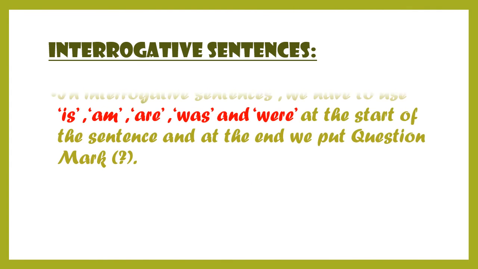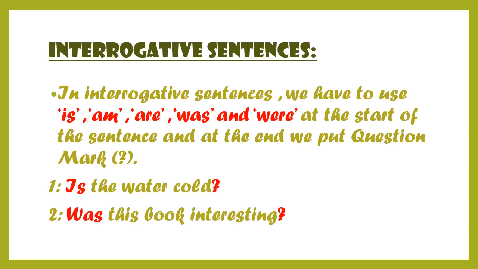Interrogative sentences. In interrogative sentences, we have to use is, am, are, was, were at the start of the sentence, and at the end we put a question mark. For example, is the water cold? Is is a helping verb, so we have to use it at the start of the sentence, and at the end a question mark. Was this book interesting? Was, we have to use at the start, and at the end a question mark.